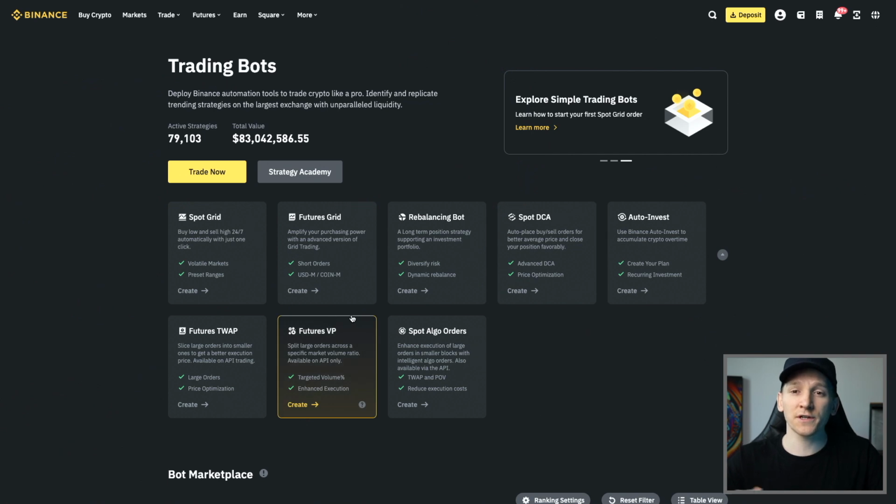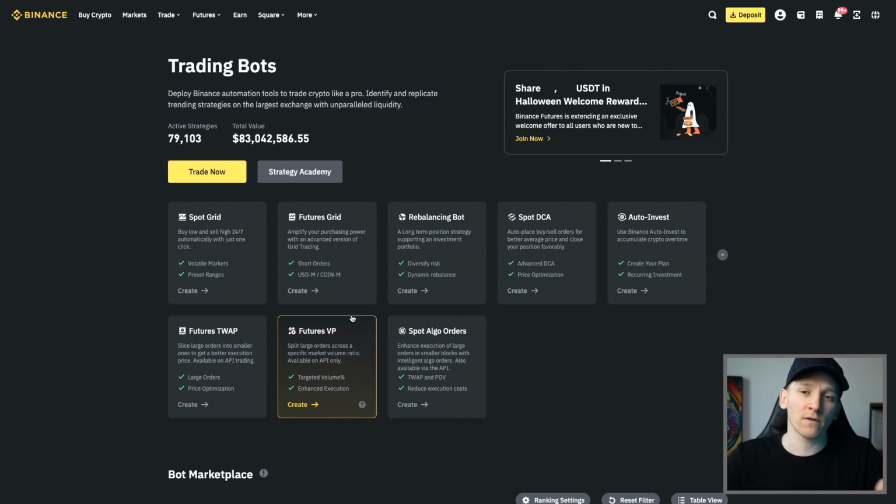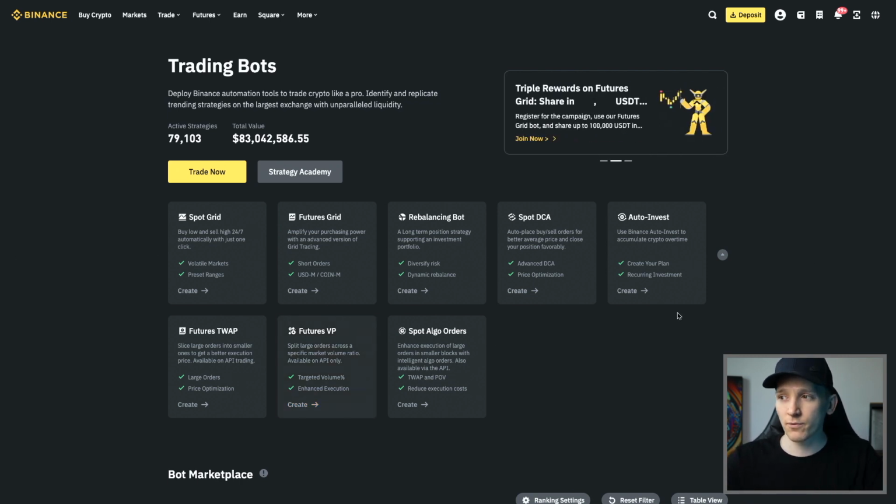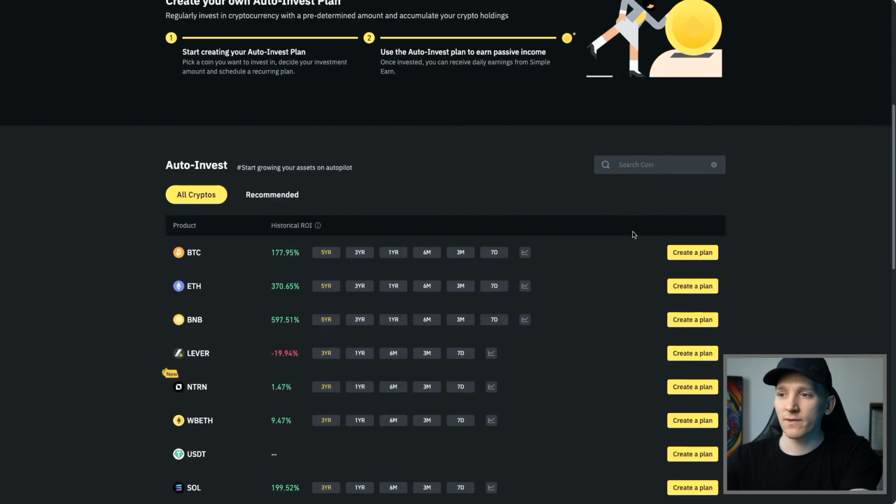We'll start with the auto invest feature then, and this is where you can just buy into the cryptos that you want to invest in a regular pattern. So you put some dollars or some fiat currency down at regular price intervals. So we click auto invest and that goes through here.